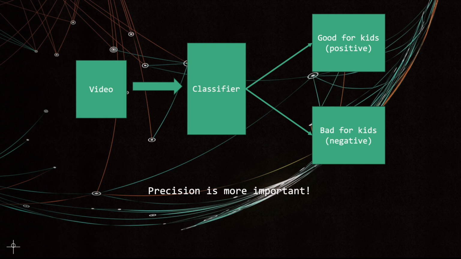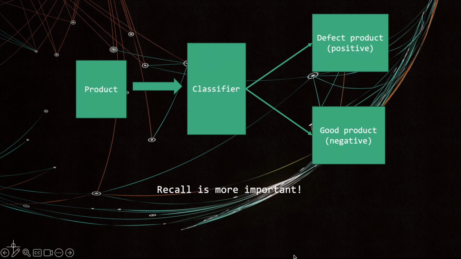For another example, we need a classifier to find all defective parts in a production line. Positive means the product is defective, and negative means the product is good. The classifier should identify as many defects as possible, but the accuracy of identifying those defects is less important. In this example, recall is more important than precision.